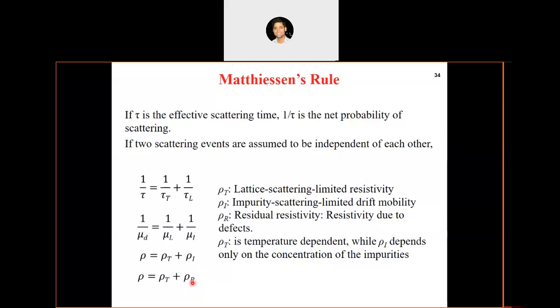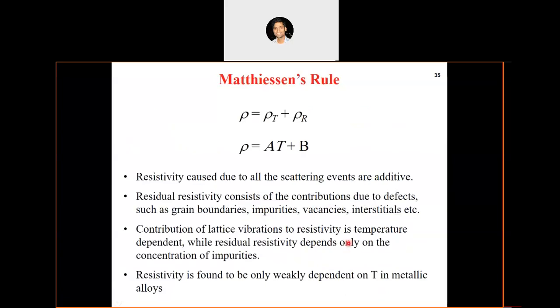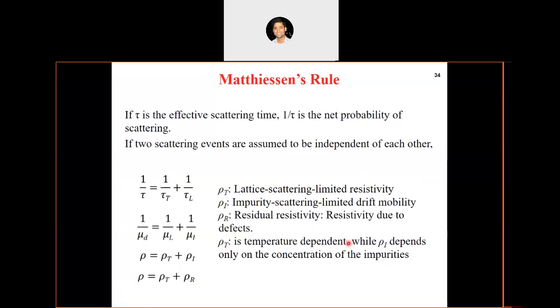By Matthiessen's rule, we can say that rho is equal to rho L plus rho r, and if there are also impurities we can simply add rho I here: rho equal to rho L plus rho r plus rho I. Matthiessen's rule simply states that the effective resistivity is the summation of all the resistivities because of different scattering sources. I forgot to mention that in the slides which I will upload on the Moodle, so I will add that into the slides also. Any questions so far? Anything which is not clear on this slide?